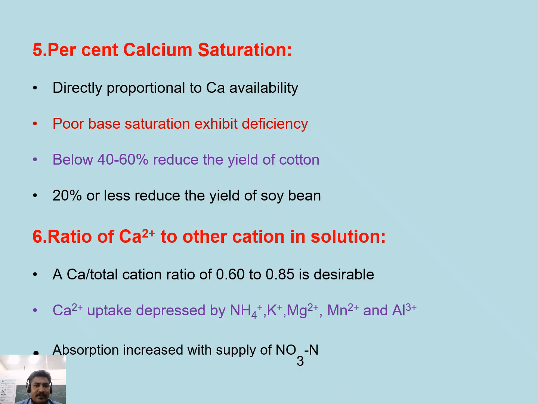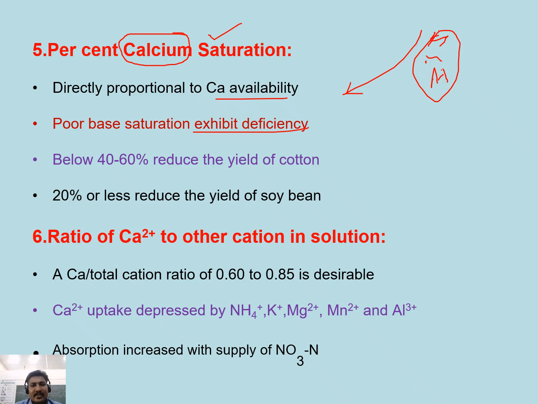Percent calcium saturation is directly proportional to calcium availability. It means how much calcium is saturated compared with the other elements such as magnesium, sodium, potassium, aluminum, and iron, that is, what the ratio of calcium is among everything present in the soil. This also decides the calcium availability. Poor base saturation exhibits deficiency. Base saturation should be very high for the soil, then only the cation exchange will happen very smoothly.